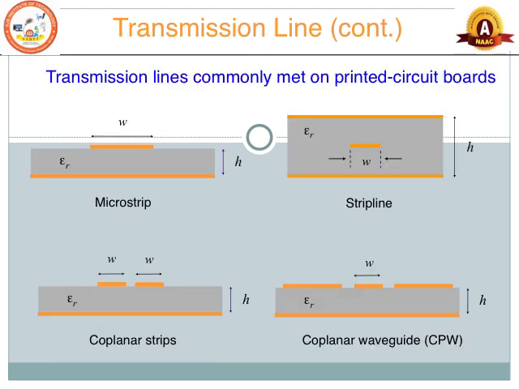And coming to the transmission lines represented on printed circuit boards, as you can see here, in the printed circuit board there is a dielectric material with epsilon r, and this is the metal material with width W. This is a microstrip one, this is the strip line one, and this is the coplanar strips, because there are two strip lines used in parallel, and the coplanar waveguide one, which is called CPW.